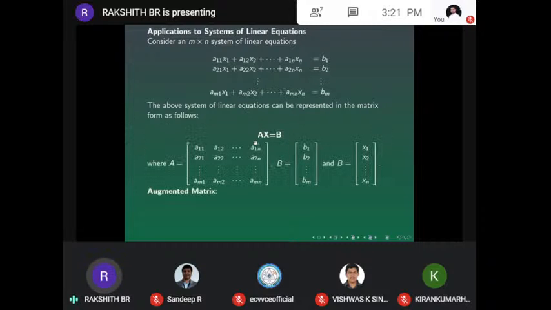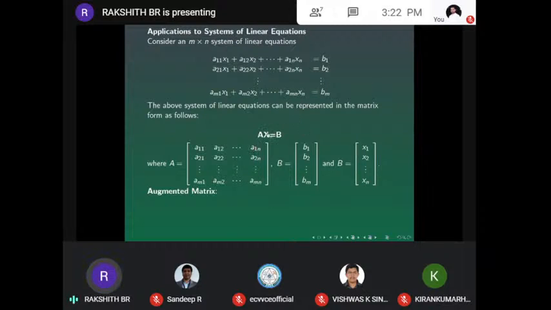Then you can represent this system of equations in matrix form as Ax equal to capital B, where capital A stands for the coefficient matrix. What is meant by the coefficient matrix? It stands for the coefficients a11, a12, a1n, and so on, a21, a22, a2n, and so on, am1, am2, and so on, amn. And X stands for the vector x1, x2, and so on, xn. And capital B stands for the constant vector b1, b2, and so on, bm.